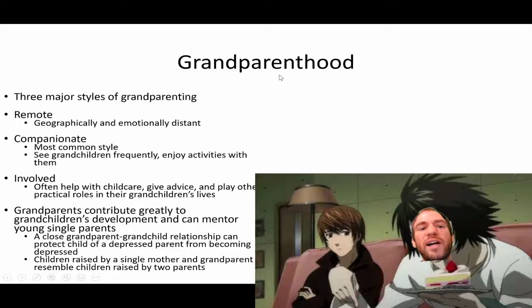There are three major styles of grandparenting: remote, geographically and emotionally distant; companionate, the most common style, see grandchildren frequently, enjoy activities with them; involved, often help with childcare, give advice, and play other practical roles in their grandchildren's lives. Grandparents contribute greatly to grandchildren's development and can mentor young single parents. A close grandparent-grandchild relationship can protect a child of a depressed parent from becoming depressed. And children raised by a single mother and grandparents resemble children raised by two parents.